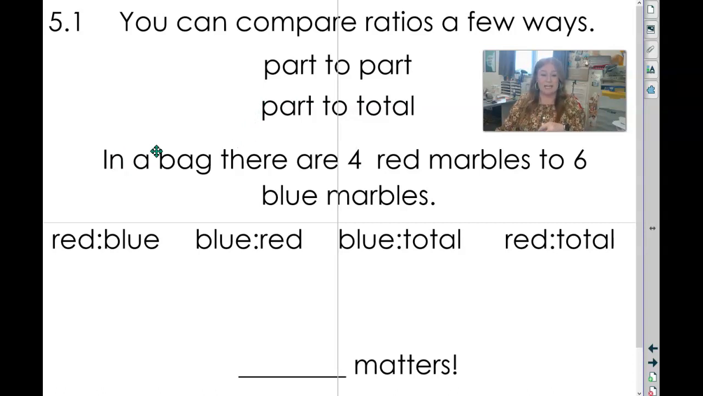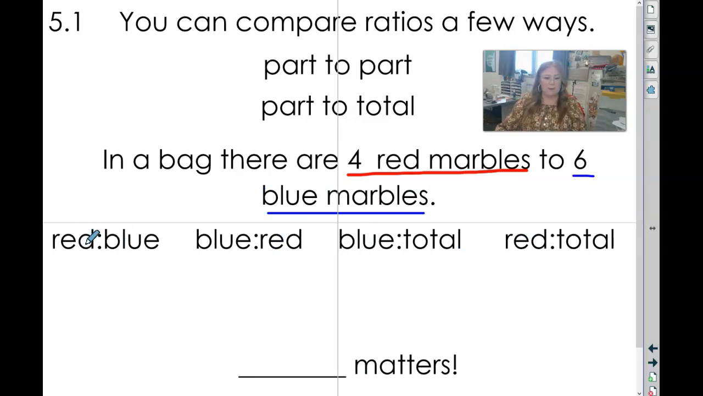This one says, in a bag, there are 4 red marbles, and we have 6 blue marbles. Red, blue. We've got to pay attention to what it is asking. So we're going to compare 4 different things: red to blue, blue to red, blue to the total, and red to the total. We have to get them in the right order.